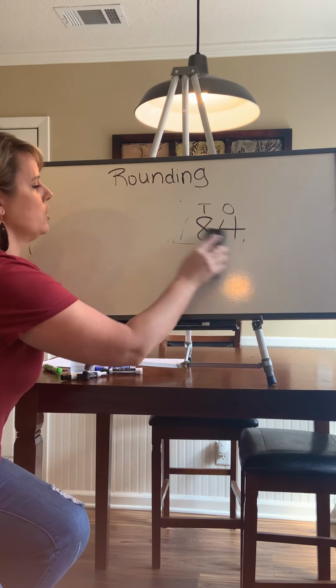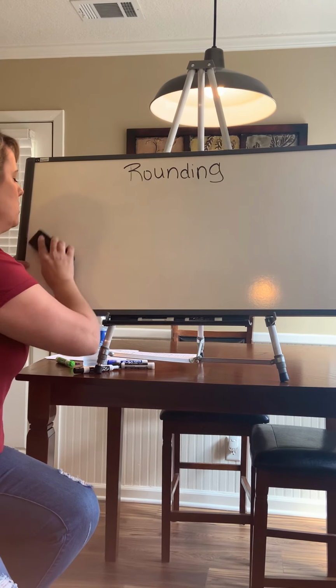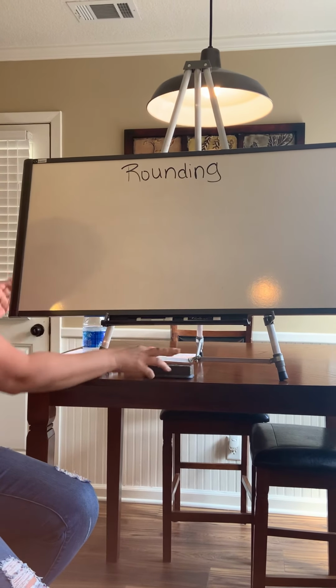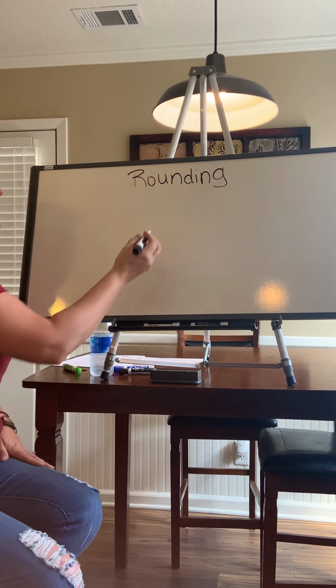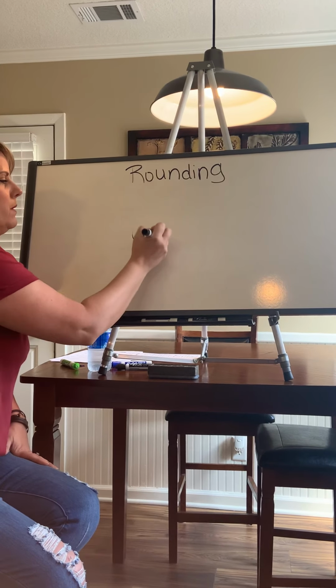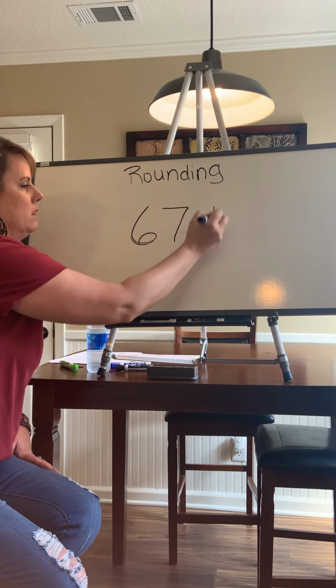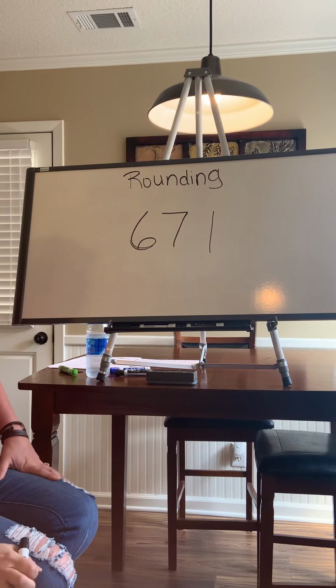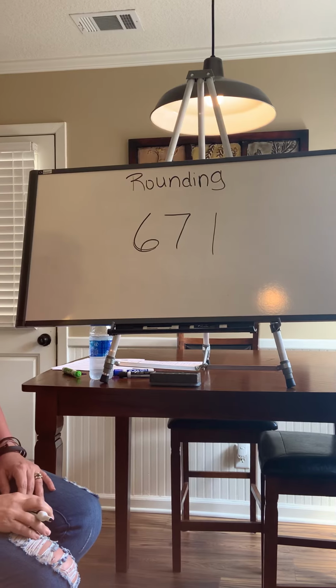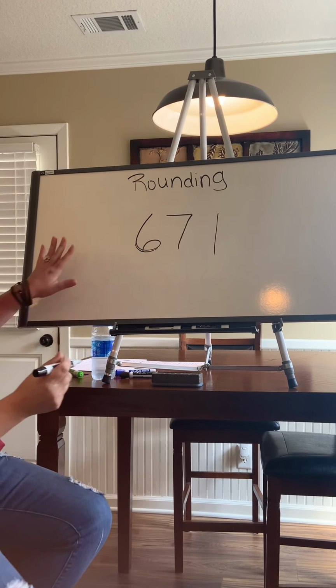Remember, if you're not sure what's what, label your digits with OTH, starting with the ones. All right, let's start with a small number. Okay? We'll start with 671. And let's do this real quick.